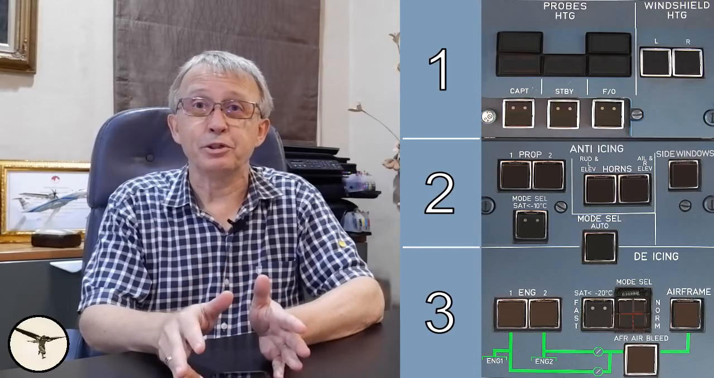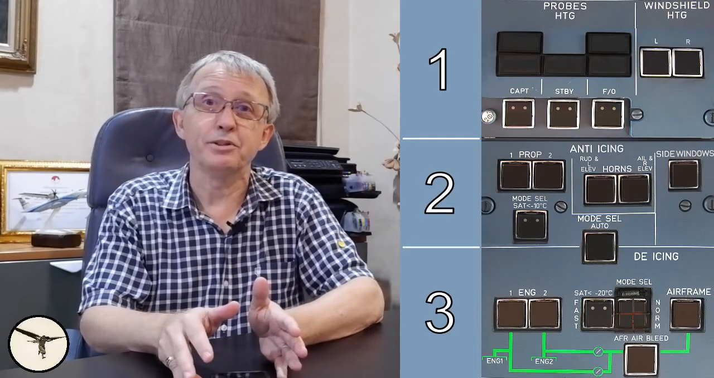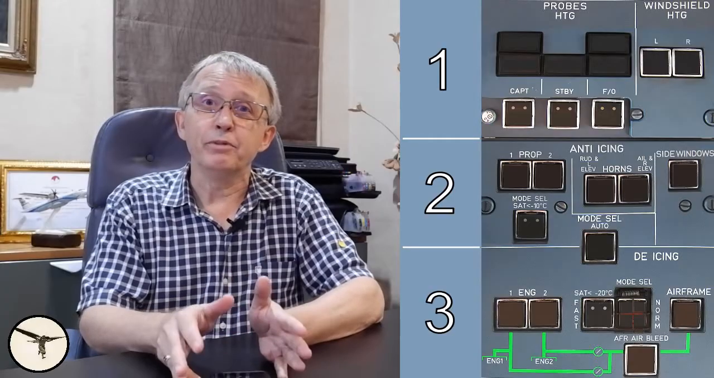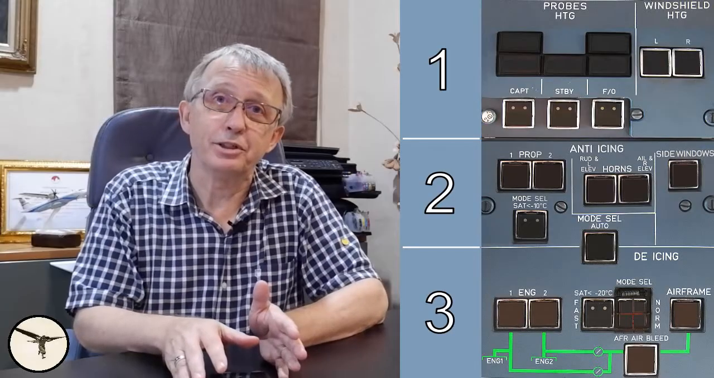The third panel controls pneumatic de-icing boots installed in engine air intakes, leading edges of the wings and the horizontal stabilizer. They are also called level 3, and they are on when ice accumulates on the airframe and until you leave icing conditions.